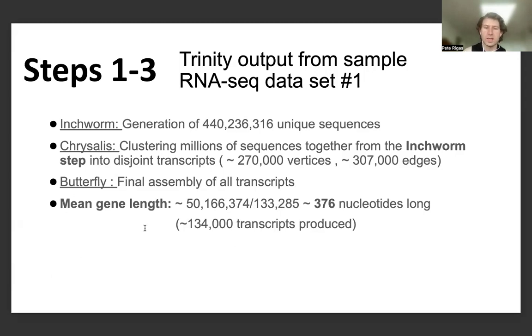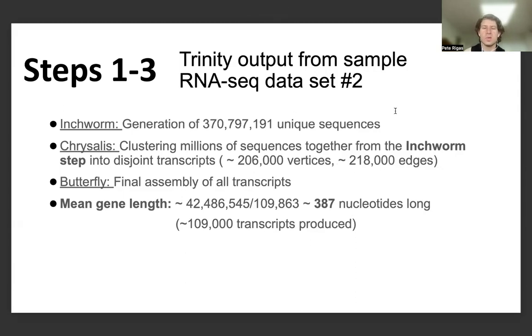And from the Butterfly step, which as we mentioned in the previous slide for the workflow is the final assembly of all the transcripts, the mean gene length across all of them, that is the total length of all of the base pairs assembled in the transcriptome divided by the number of genes, was approximately 376 nucleotides long out of approximately 134,000 transcripts that were produced.